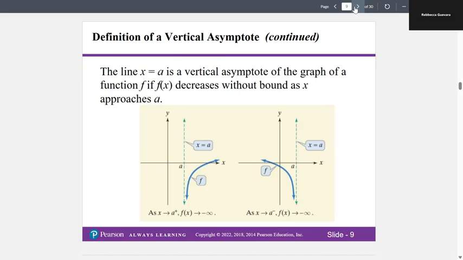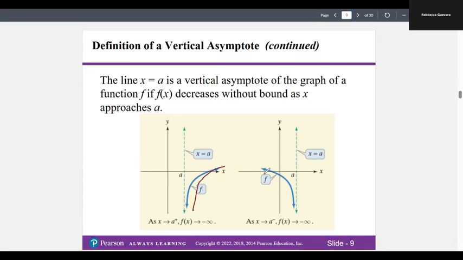Okay, so this is just showing you from the other side. So here, we're coming at a from the right, and then we see the y values are going down and down, down, down, without bound, going towards negative infinity. And then here we're approaching a from the left, and our y values are going to negative infinity.